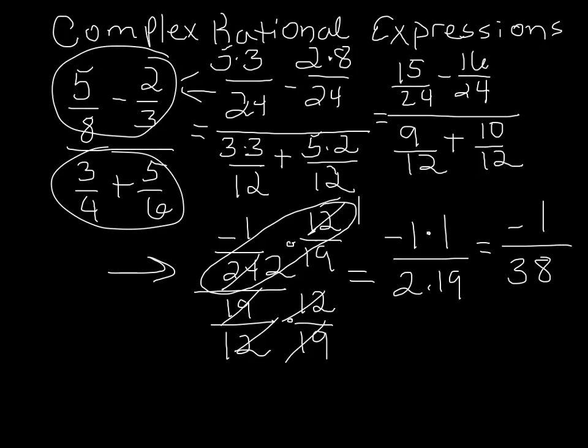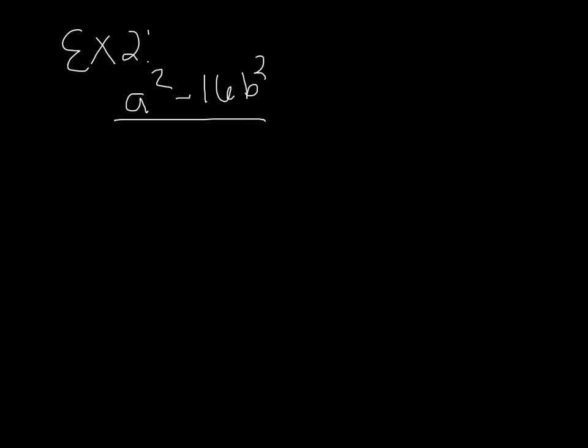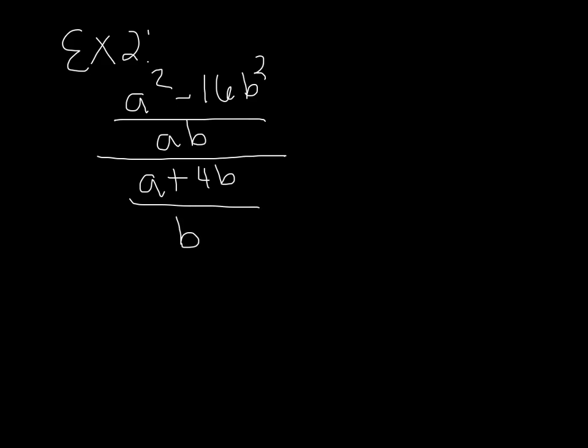Now let's try one that's just a little bit harder. Okay, so example 2. So now I have a squared minus 16b squared all over ab. And all of that is over a plus 4b all over b. Okay, so now we're dealing with variables.